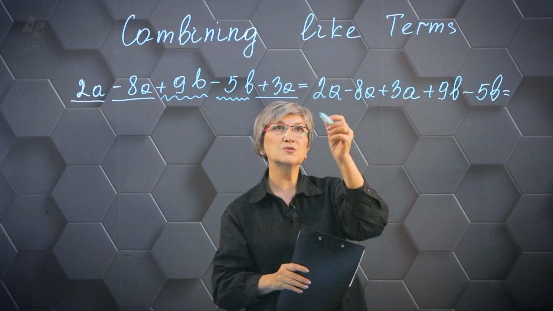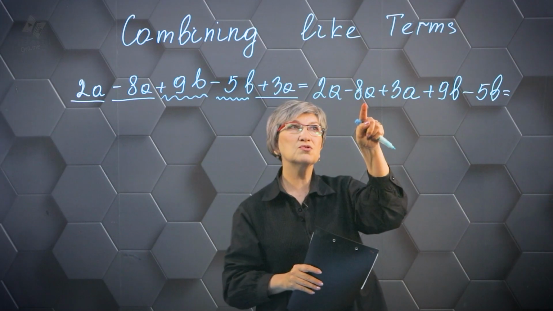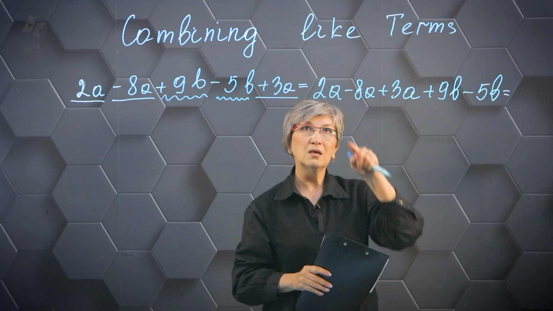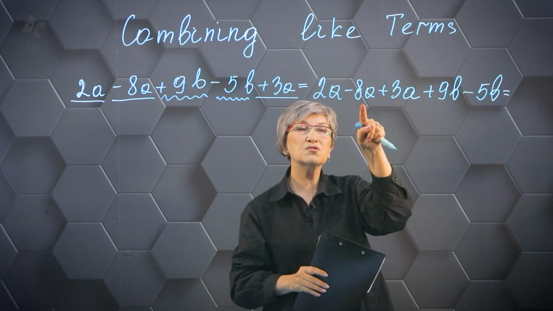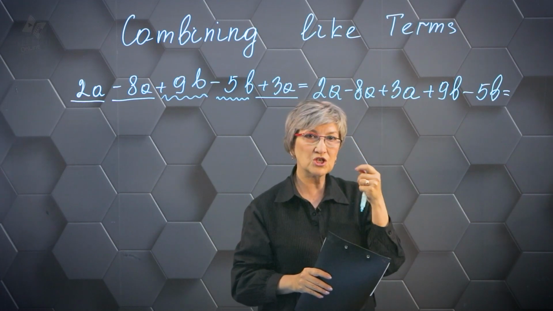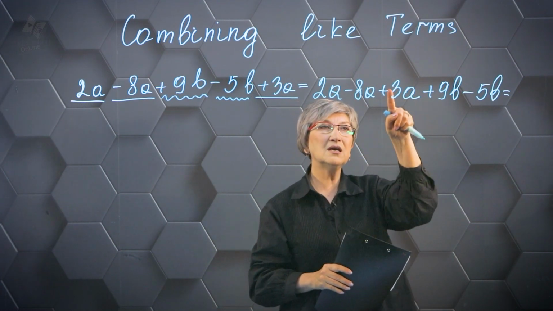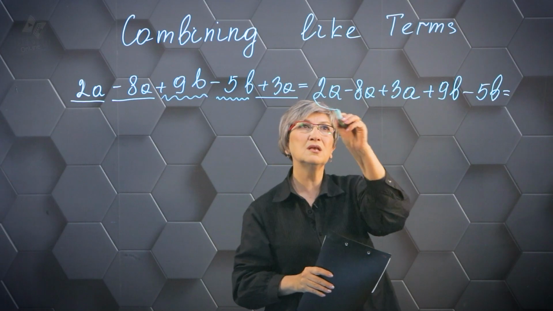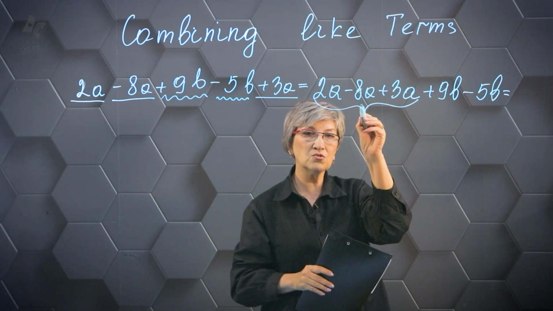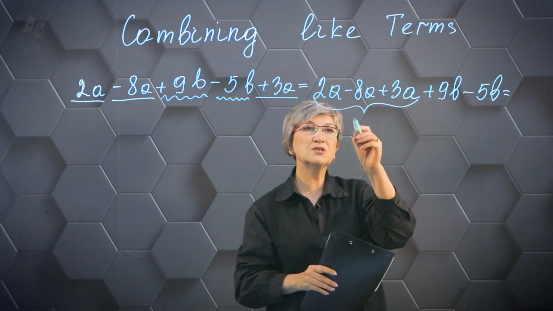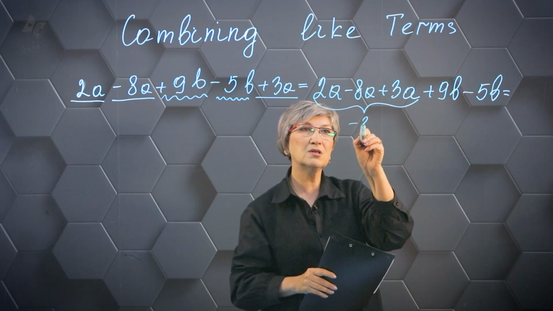Now what can we do? 2a minus 8a plus 3a. These summands can be added together. 2a minus 8a is minus 6a. And plus 3a would be minus 3a. 2a minus 8a is minus 6a. Minus 6a plus 3a is minus 3a.